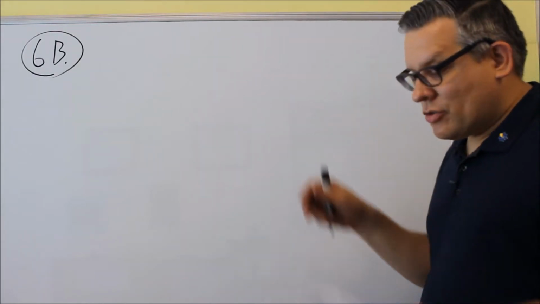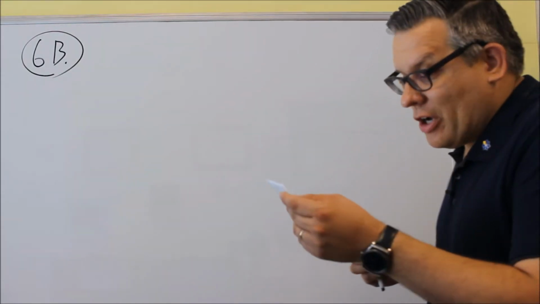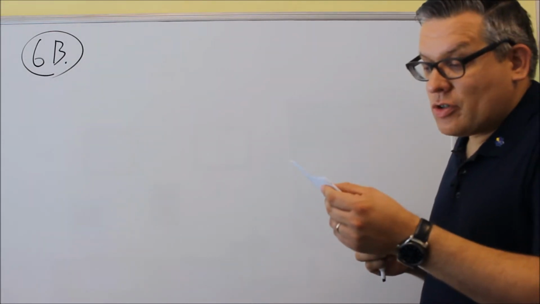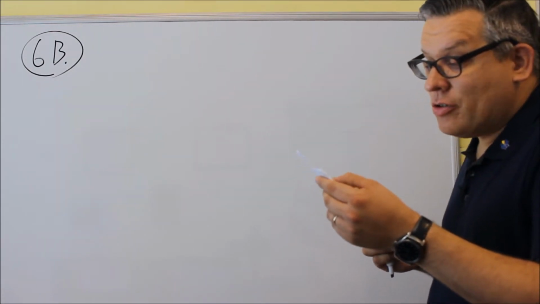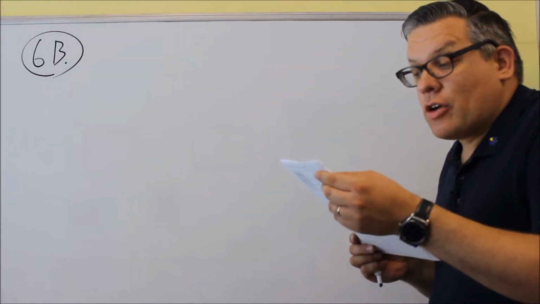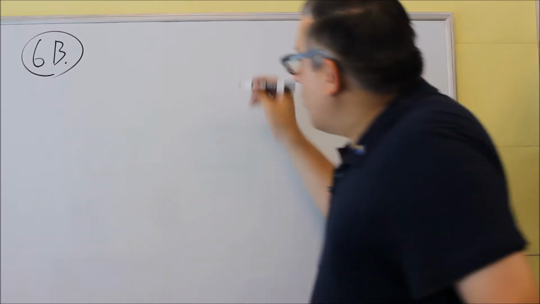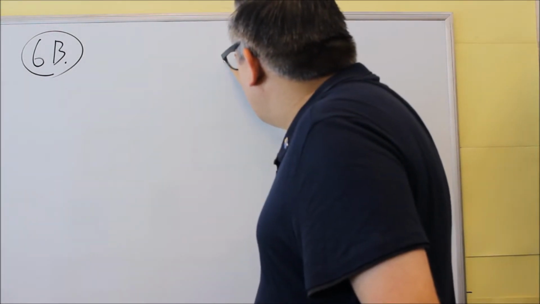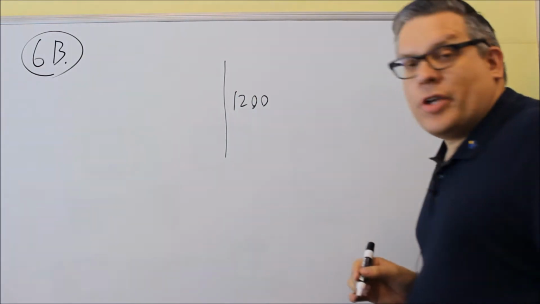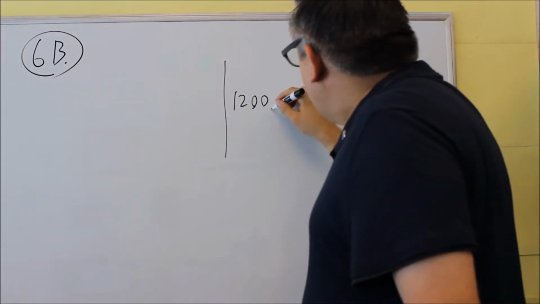Okay, for 6b, this is one where we have to draw a picture this time. So I'm going to go ahead and read this, and I'm going to draw a picture as we go through this. It says, from an airplane at an altitude, which is a height of 1,200 meters, the angle of depression to a rock on the ground measures 28. Okay, so we have an airplane that is flying at an altitude of 1,200 meters, so I'll put 1,200 there.